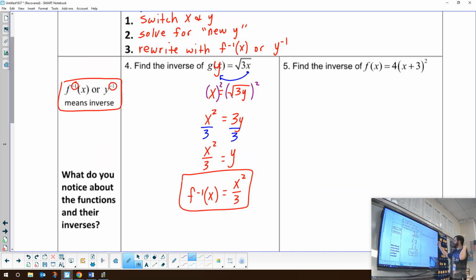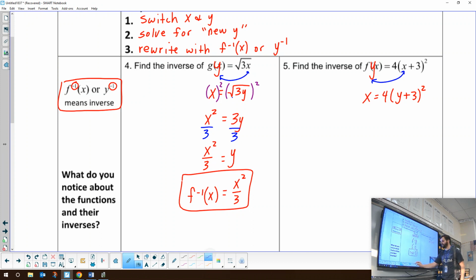So let's take a look at number 5. For number 5, replace that with y, and then we're going to switch my y and my x. And so I'm going to end up with x equals 4 times y plus 3 squared. And whenever we go to solve for this new y, just notice everything is backwards. Since I am multiplying by 4 here, I'm going to be dividing by 4. Since I'm adding 3, I'm going to subtract 3. And since I'm squaring, I'm going to square root. Everything is going to be backwards.